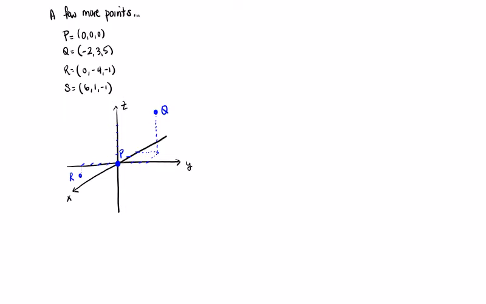We've got S, which is 6 units forward, way out here, 1 unit to the right, and 1 unit down. Those are our points, right? Now, something to consider, we're not going to be plotting a lot of points.